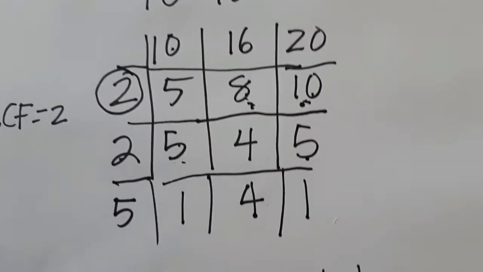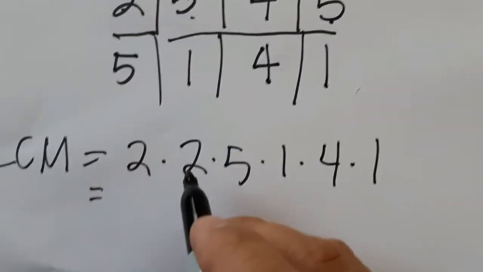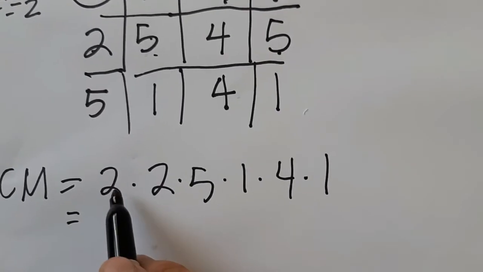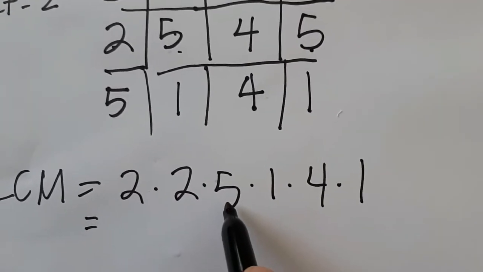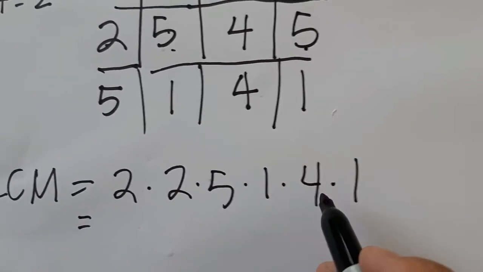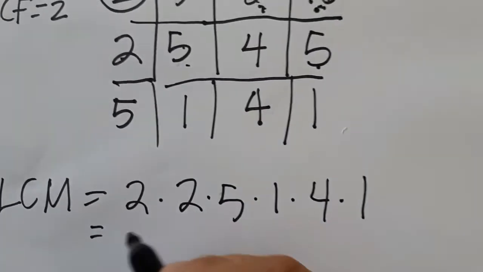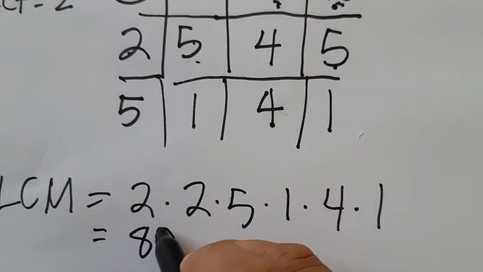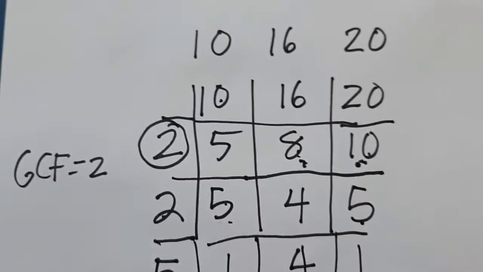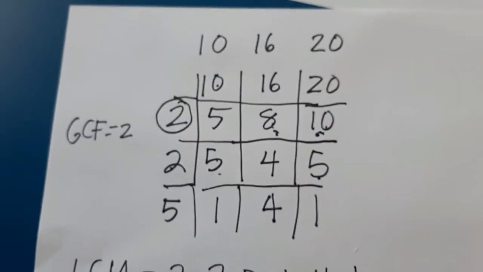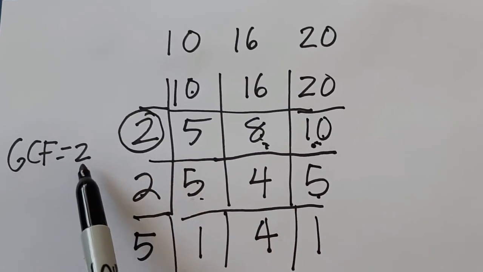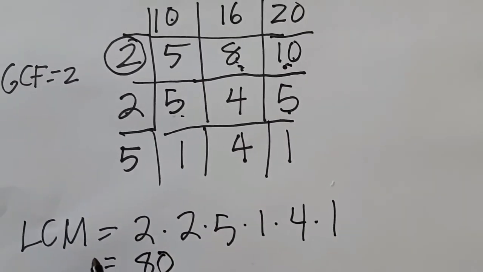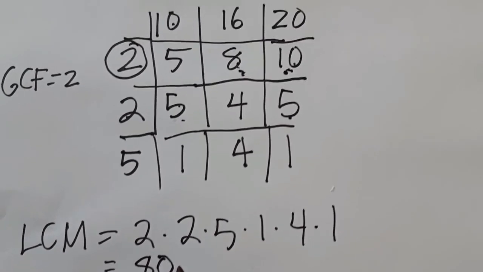So I repeat, your LCM would be 2 times 2, that's 4, times 5 is 20. Times 1 is 20, times 4 is 80, times 1 is 80. So that would be your LCM. As a summary, your GCF of 10, 16, and 20 would be 2. And the LCM would be 80. All right?